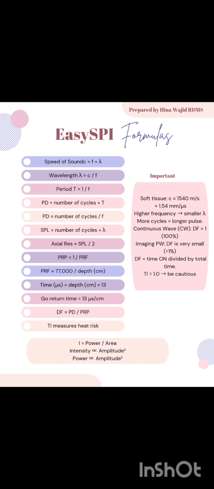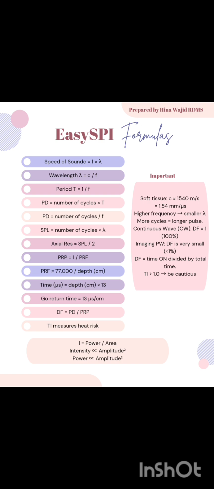Next there is SPL. SPL is spatial pulse length. That is equal to number of cycles multiply wavelength. Okay, axial resolution. Axial resolution is SPL divided by 2. Okay, then there is PRP. Pulse repetition period. So pulse repetition period and pulse repetition frequency, they are inversely related to each other. So if, for example, pulse repetition frequency is 10, what about pulse repetition period? It's 1 by 10. Its answer will be 0.1.